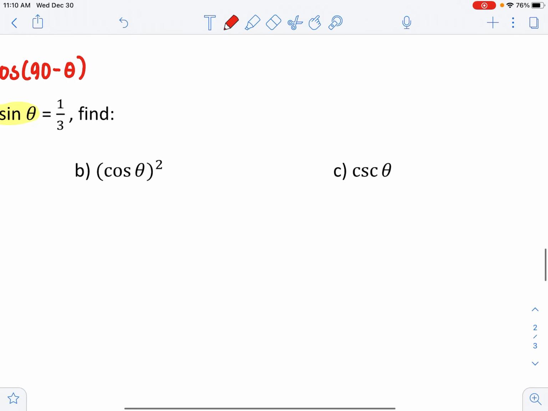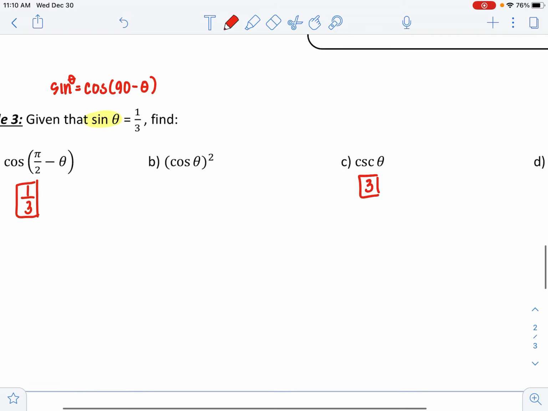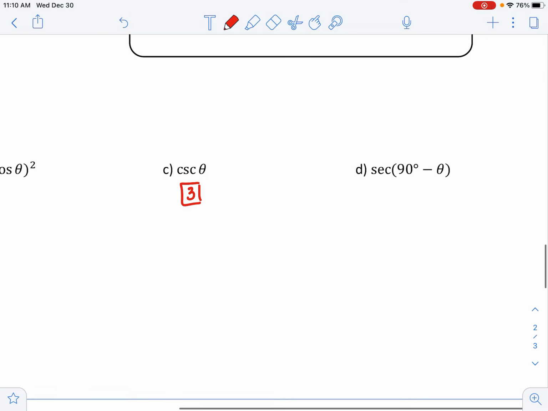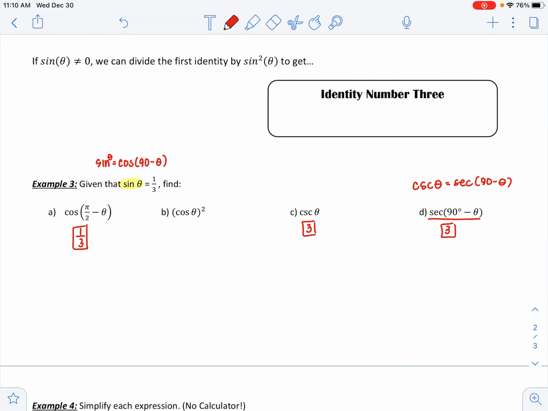Now we're going to skip b for a second. We're going to come back to it. Next, I want cosecant of theta. If I gave you sine, we know cosecant's the reciprocal. 3 over 1 is just 3. Next, notice this says the secant of the complement. If I know that cosecant of theta is the same thing as the secant of 90 minus theta, I know that those two have the same answer. This is 3.